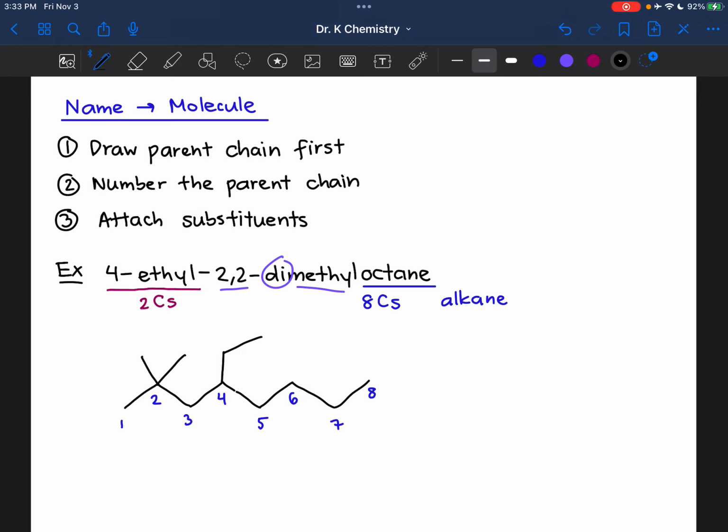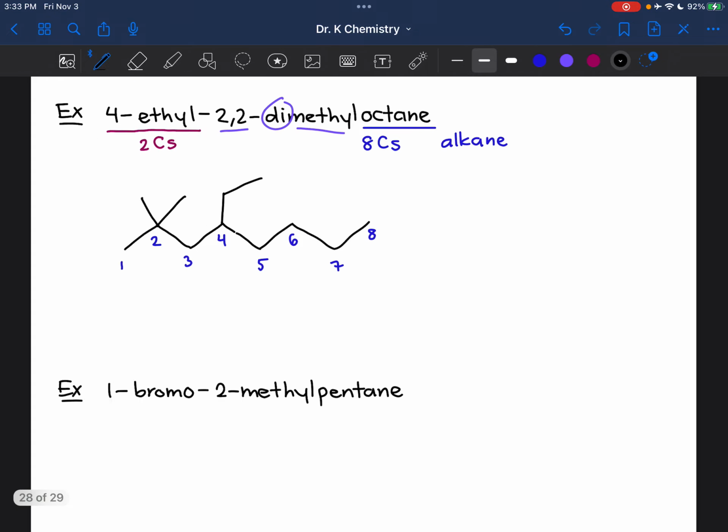Note that I'm drawing all of these in the line angle format. You could turn this into an expanded version or a condensed version. So just make sure to pay attention to what particular format the problem is asking you to do. Here I didn't specify, I prefer the line angle format, so I always just kind of intuitively draw that one. Let's try another one.